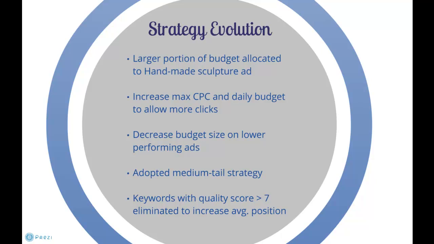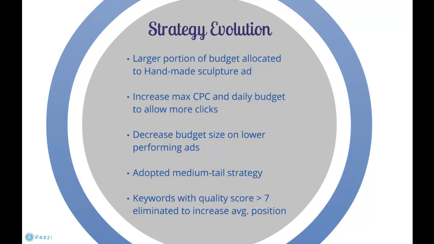As the campaign progressed and we monitored the success of specific keywords and their corresponding ads, we had to evolve our strategy to adapt to trends in our matrix. One big change occurred when we allocated a larger portion of our budget to the handmade sculpture ad, which was the best performer throughout the campaign. We also increased the maximum CPC and the daily budget for this ad to allow more clicks per day. The budget on the lower performing ads was decreased to save money.